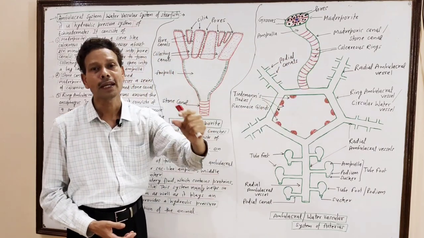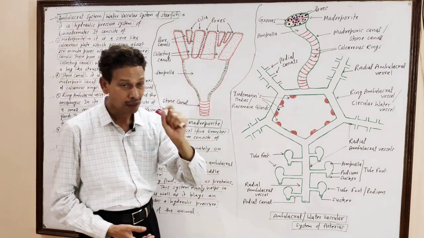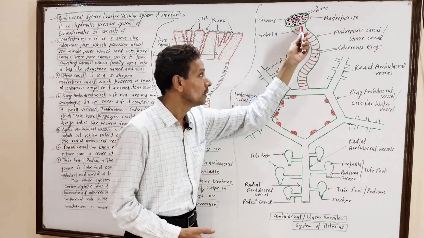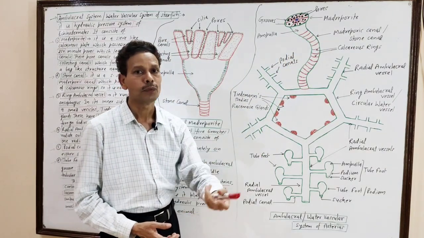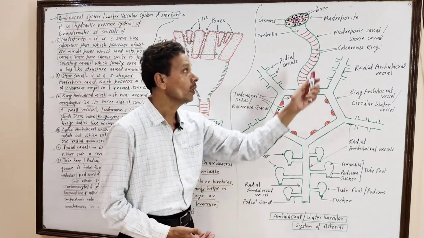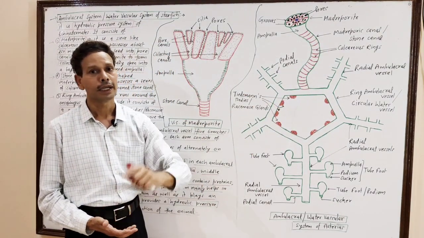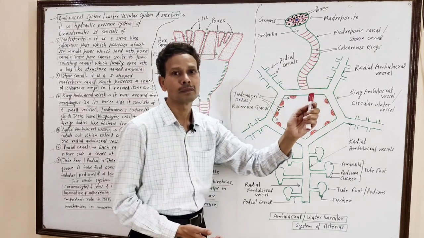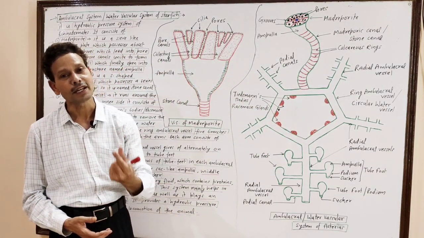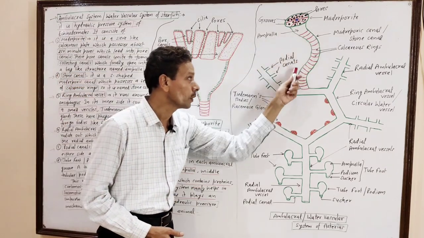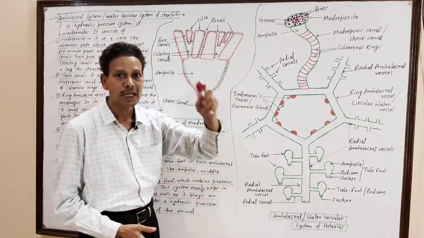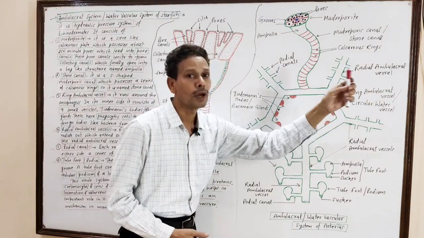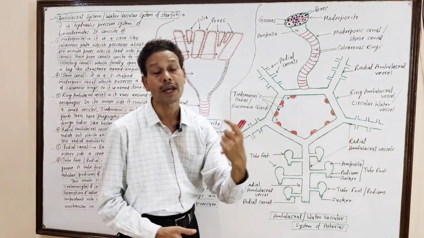This part is the stone canal, which is well supported by calcareous rings. Note down, this S-shaped canal is named stone canal, or madreporic canal. It is named stone canal because internally it is lined by valves supported by calcareous rings. That's why it is named stone canal. And this stone canal opens into a central ring canal. This is the ring ambulacral vessel, or circular water vessel.